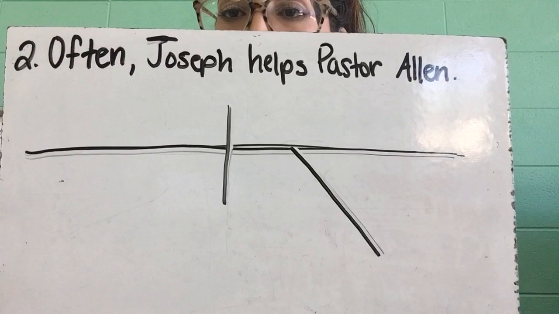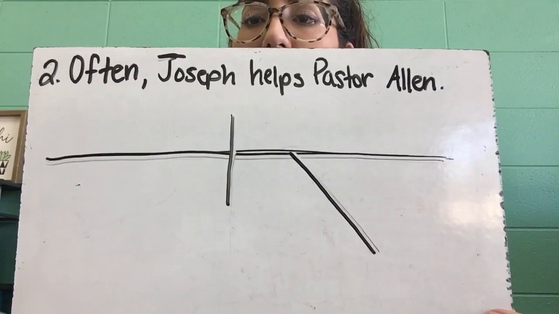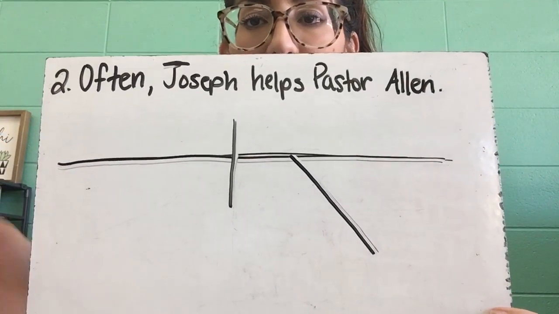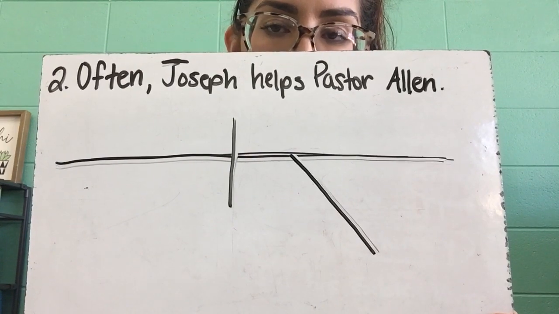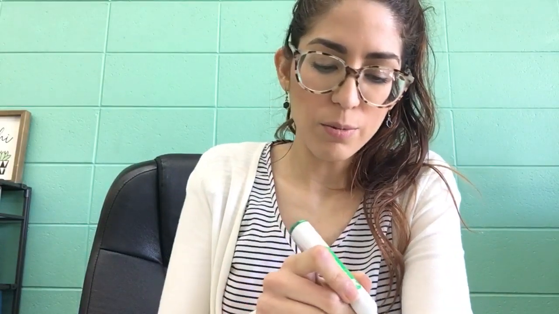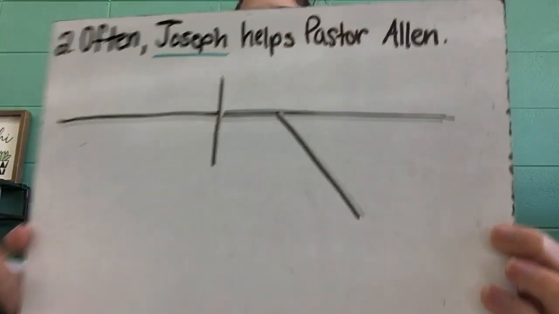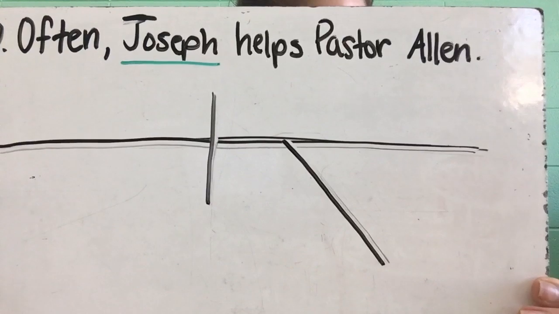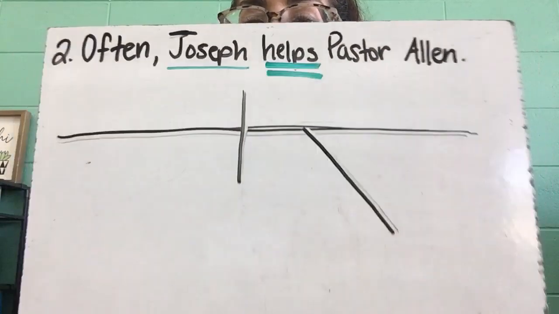Okay, we're going to do number 2 together also. I have another whiteboard here. Number 2 says, often Joseph helps Pastor Allen. Okay, now, what is my subject? Good, Joseph, we underline that one time. Good job. What is my verb? Good. It is helps. We underline that. Good. 2 times.